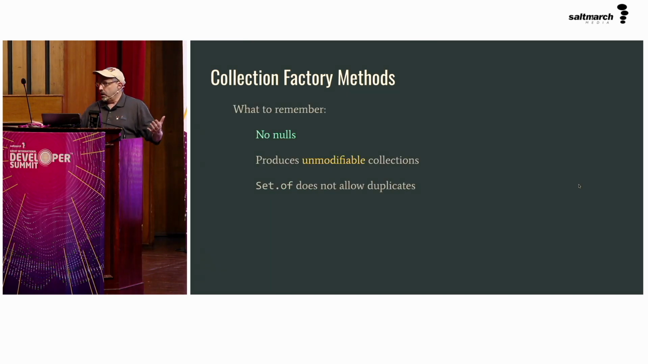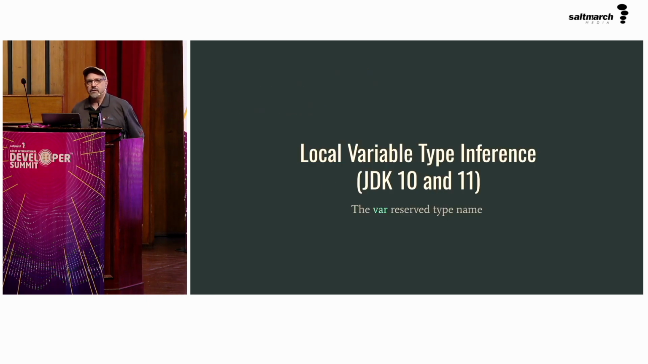Okay, again, no nulls. They produce unmodifiable collections, and you can't put duplicates in Set.of, which is different from HashSet, right? You can add duplicates to a HashSet and it just ignores you, but Set.of will not allow that, period. Okay, now, local variable type inference was the big feature in Java 10.